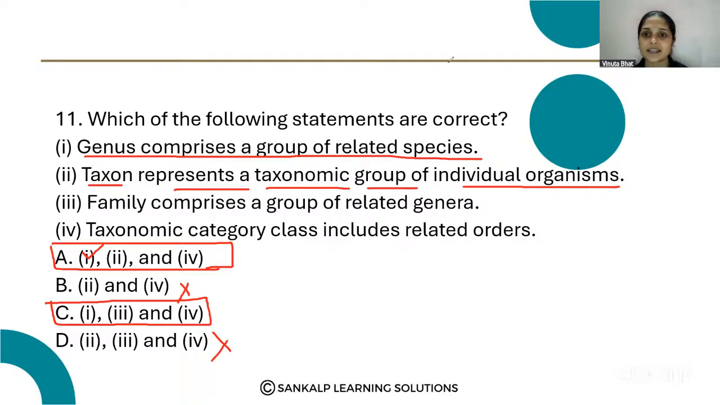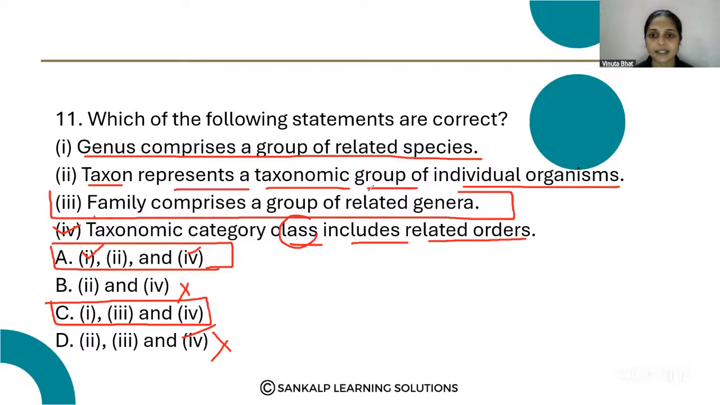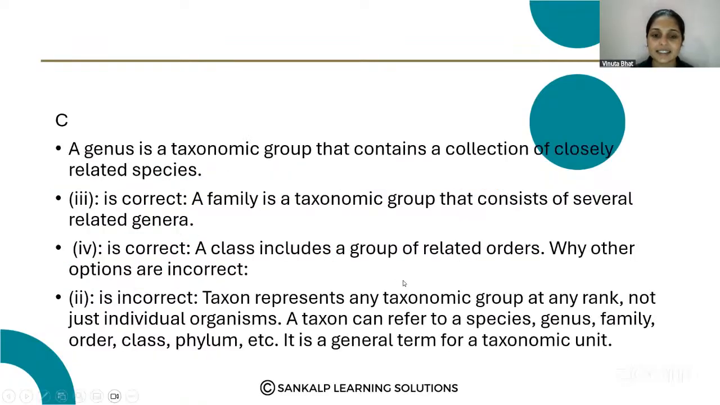Yes, so please remember the taxonomic hierarchy, and find out which one is the correct answer. Taxonomic category class includes the related orders. Yes, here class includes the related orders, that is the correct one. The fourth option is there in A and C. But what about the third option? Is it the correct one? Or is the second one the correct one? So here family comprises of related genera. So C is the correct answer.